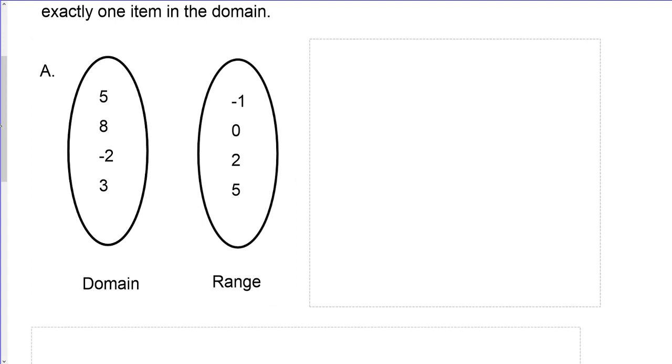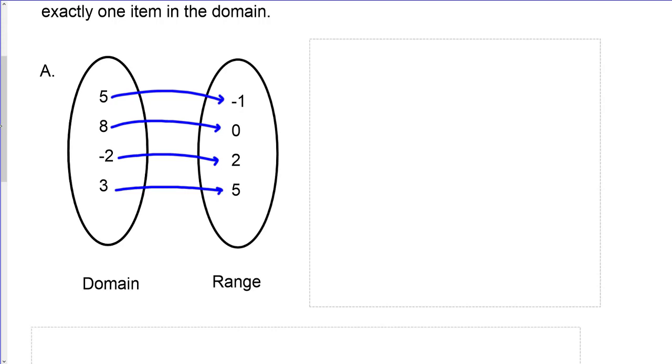So let's get some bubble charts of functions, these function diagrams, that is. I have a set of values that I'm referring to as my domain and a set of values that I'm referring to as the range. We mentioned in the past how a relation can be described as a function as long as every item in the domain corresponds to exactly one item in the range. So for instance, if I connected the value 5 with -1, 8 with 0, -2 with 2, and 3 with 5, this would be a function.